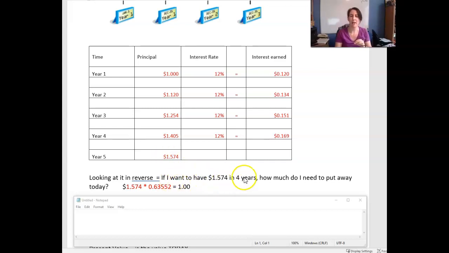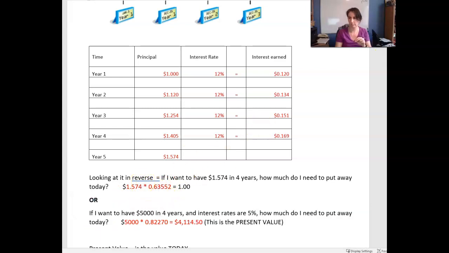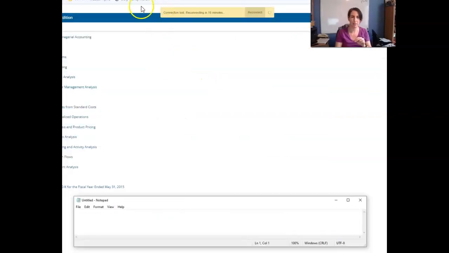All right, if I want to have 1.574 in 4 years, how much do I need to put away today? So what I'm going to do is take that future amount that I want to have and multiply it. And where am I going to get that number from? I'm going to get it from here. Let me see if I can do this.